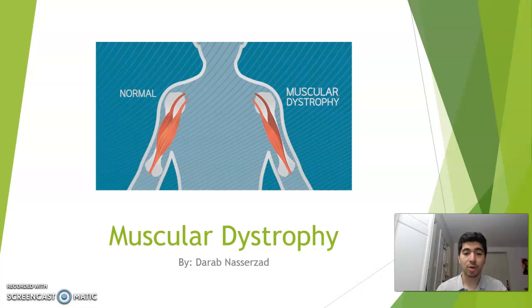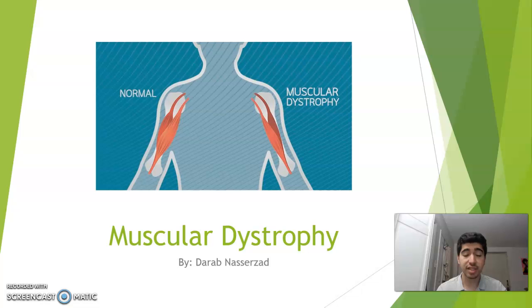So in this class so far, we've seen many different sorts of conditions and disorders that affect one's body, which limits them from participating in exercise or makes daily life generally more difficult. And muscular dystrophy is one of them.